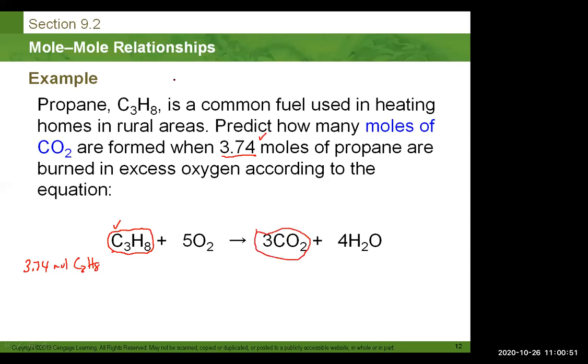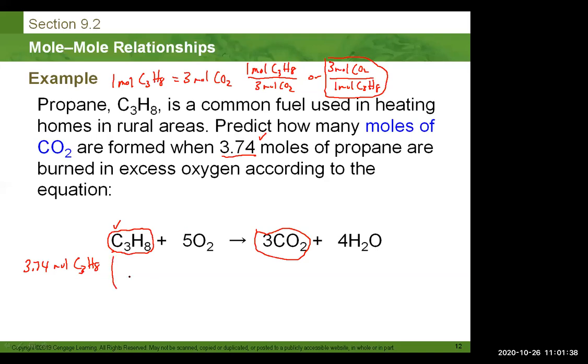So from the equation, we can see for every 1 mole of propane, we get out 3 moles of CO2. And from that equality, which is nothing more than just the coefficients, no real math or anything involved there, just the actual balanced coefficients, we could get our two conversion factors here. So what we want to look for is what we want to get rid of. We're starting with propane, so we do want to use the conversion factor on the right here, because that will get rid of propane and leave us with CO2, which is what we're looking for.